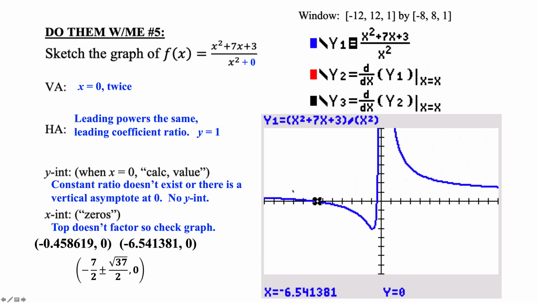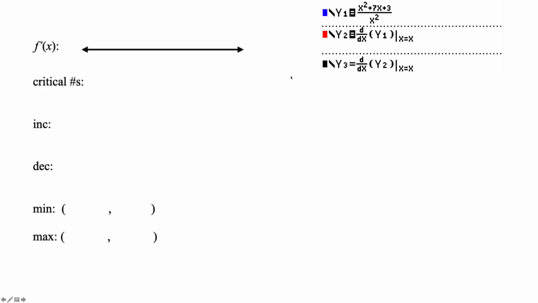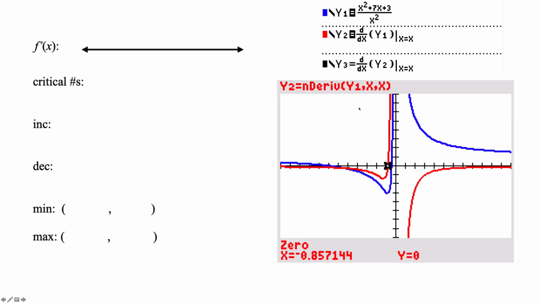That was ridiculous. All right, now for our y sub 2, our first derivative test. So let's go to the equal sign, turn it on, get the graph, and this is everything in red. And so right away, to find your critical numbers, we have to find where it crosses the x-axis. So I went ahead and did the 0 command. Negative 0.857144, and also don't forget, you're going to have a vertical asymptote along with your horizontal asymptotes.